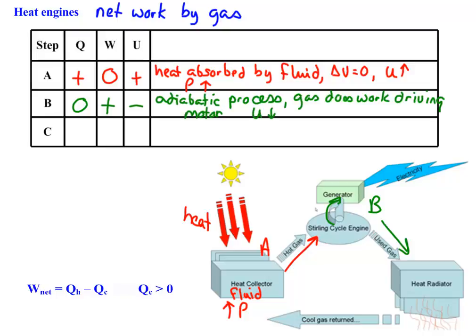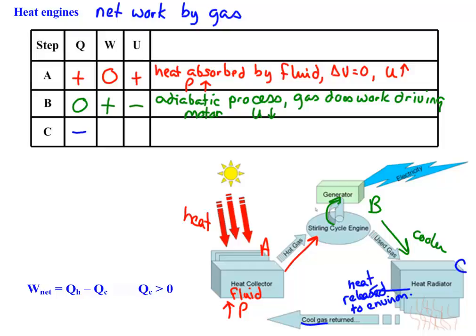So now the gas has given up its energy. It's lower in internal energy. It's also lower in temperature. And it hits our heat radiator. Here the energy is given off to the surroundings. So we get nice cool gas. Volume doesn't change. So we have heat leaving the system.